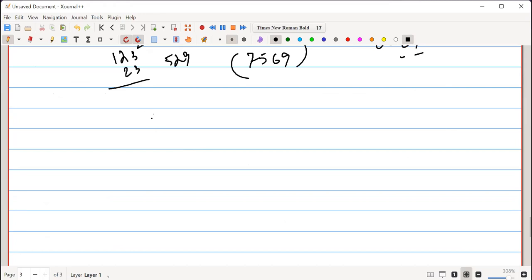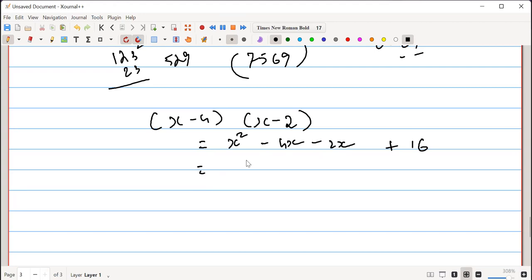What would be (x minus 4) into (x minus 2)? Minus 2x plus 16. Then next step, minus 4 into 2.